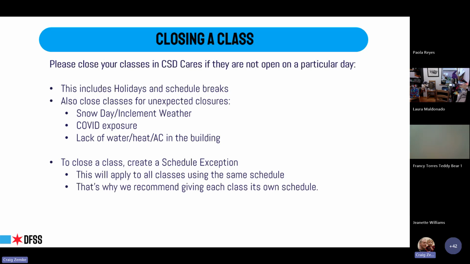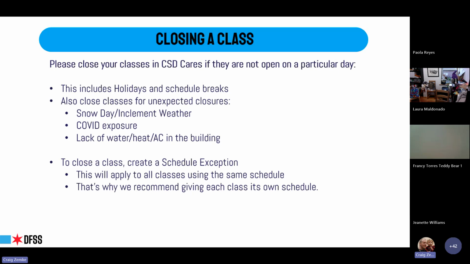Okay, so this includes holidays, as I said, scheduled breaks, but also if the class is closed unexpectedly, if there's a snow day, if one class is closed because of COVID exposure. One thing that we've had in recent years is we've had either cold weather and there was no heat, or hot weather and there was no air conditioning, and so a site had to be closed until that could be fixed. So in all of those cases, you would go to the schedule and create a schedule exception.